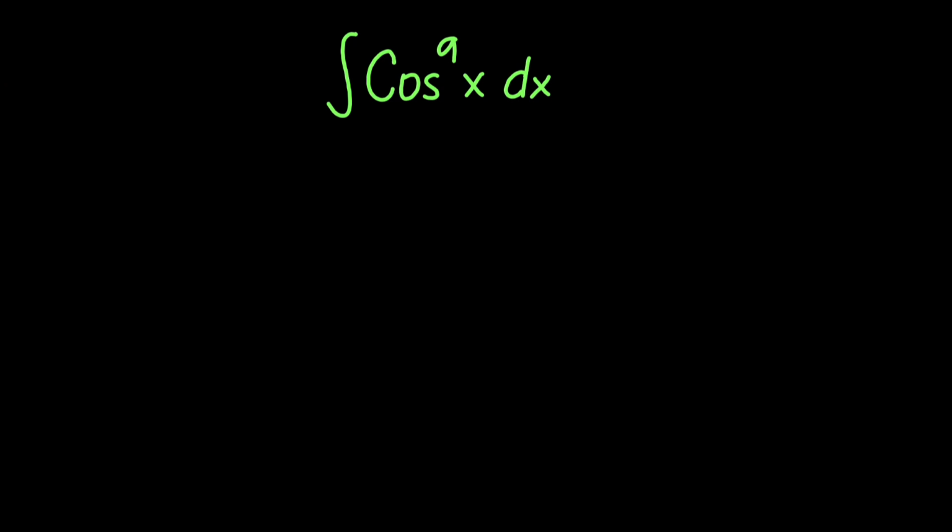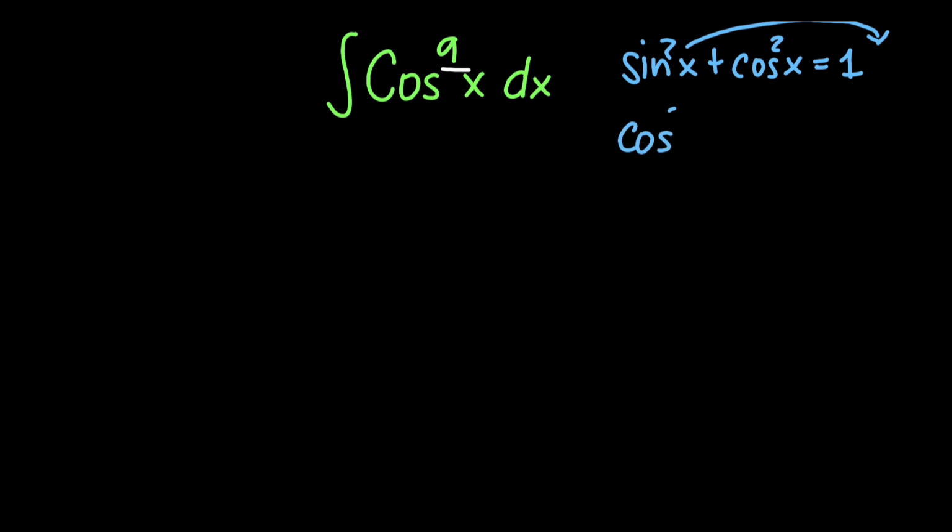Let us solve the integral of cosine to the power 9x dx. When dealing with an odd exponent regarding sine or cosine in the integral, you must first transform this using its identity, which is sine squared of x plus cosine squared of x is equal to 1. But since we're dealing with cosine of x, we must transpose sine squared x to the other side. So cosine squared of x would be equal to 1 minus sine squared of x.